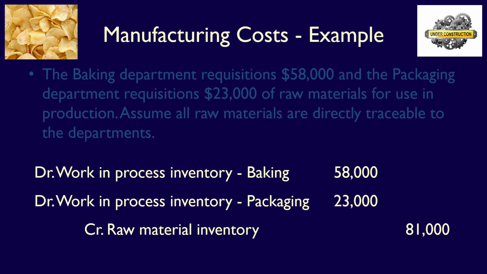Recording this transaction, we would debit work-in-process inventory baking for direct materials of $58,000. We would also debit work-in-process inventory packaging for $23,000. Finally, we would credit raw materials inventory for the total amount of raw materials transferred into production, $81,000.